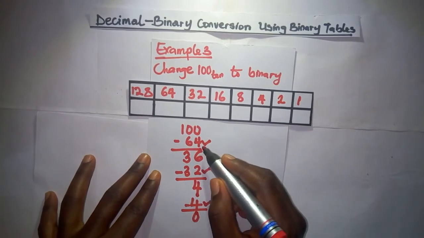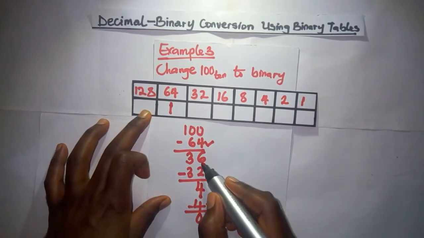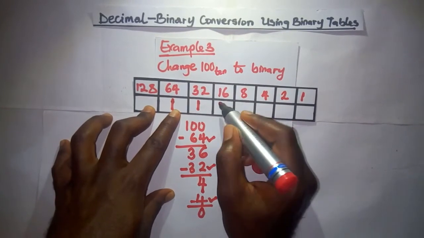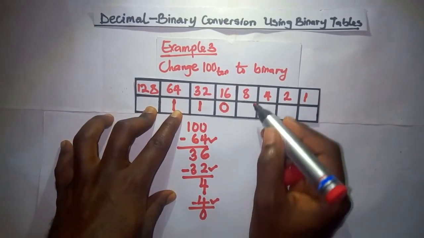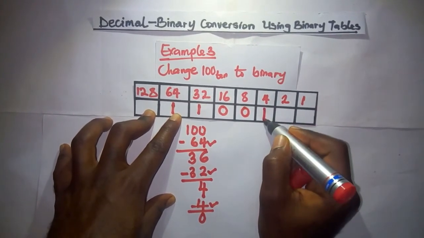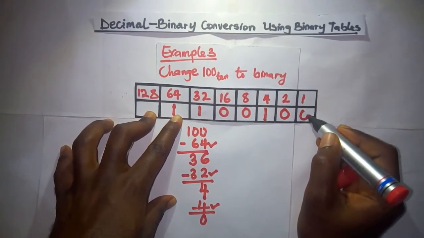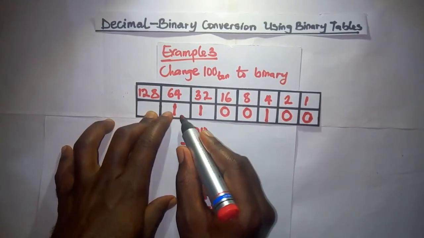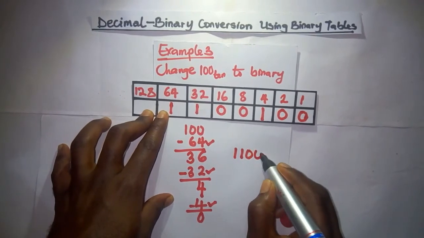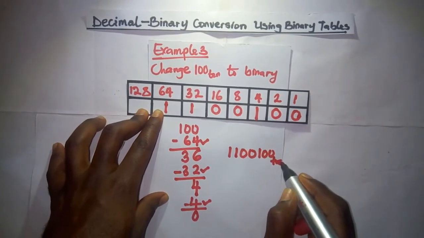Now beginning with 64 is a yes, because we are using it. We are also using 32, that is yes. We are not using 16, that is no. We are not using 8, that is no. But we are using 4, that is yes. We are not using 2, that is no. We are not using 1, that is another no. So this binary is giving us 1 1 0 0 1 0 0 base 2.